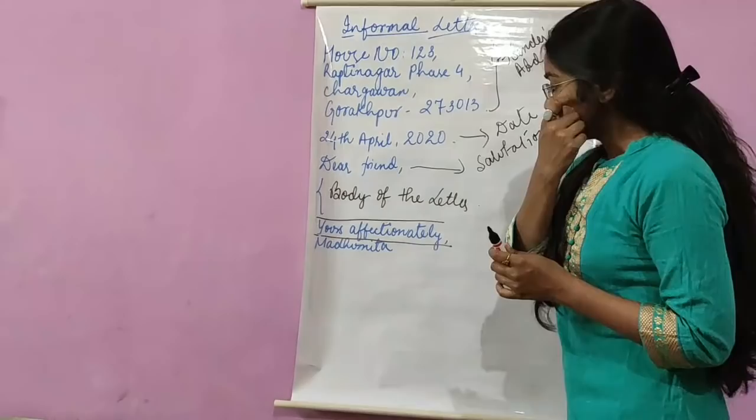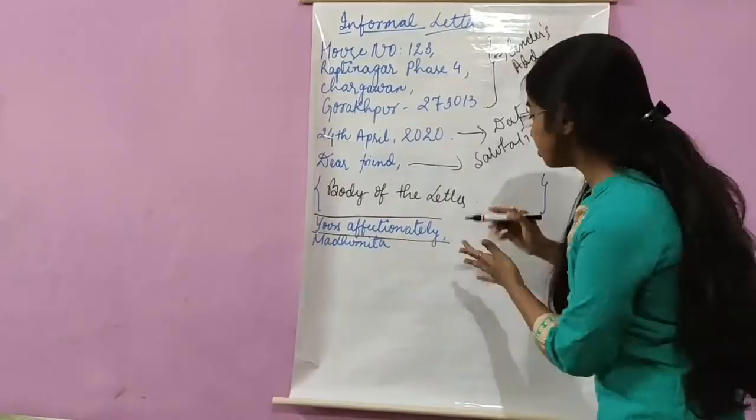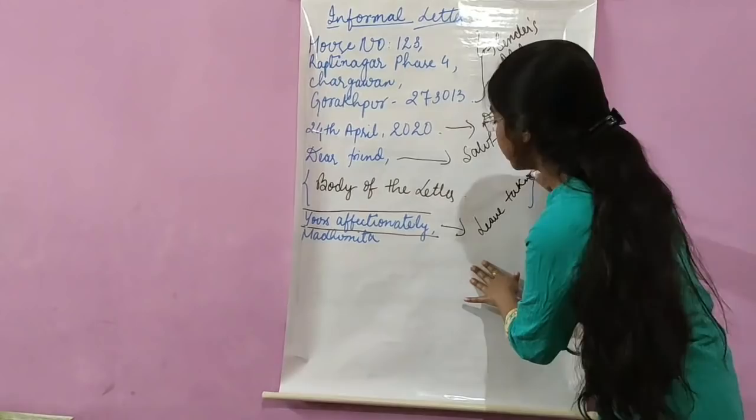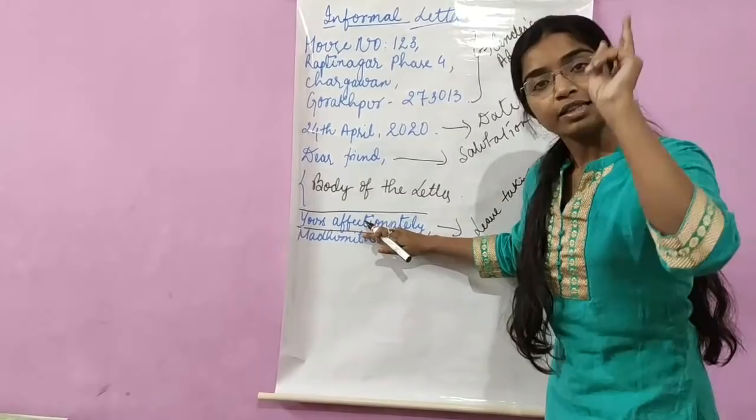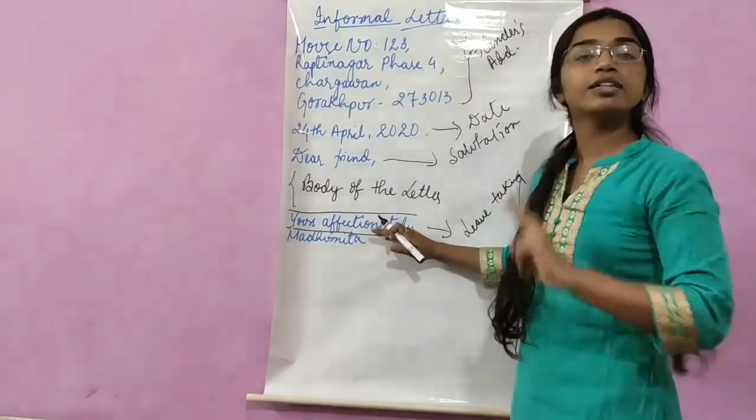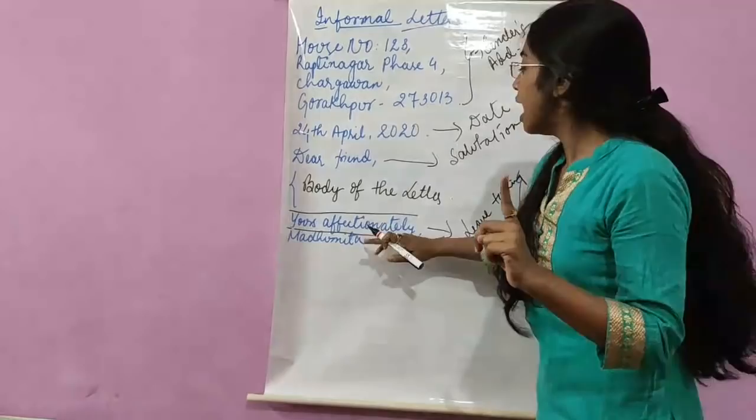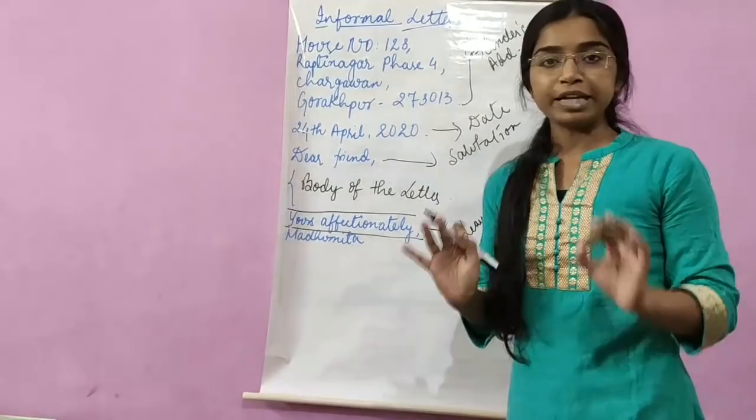When you are writing the formal letter, at the subscription portion or the leave-taking portion, what do we write? Faithfully. There will be no other exceptions. There can be only two words which we will accept. One is faithfully, the other one is affectionately. Faithfully when you write the formal letter and affectionately when you are writing the informal letter. I hope I have made myself clear.